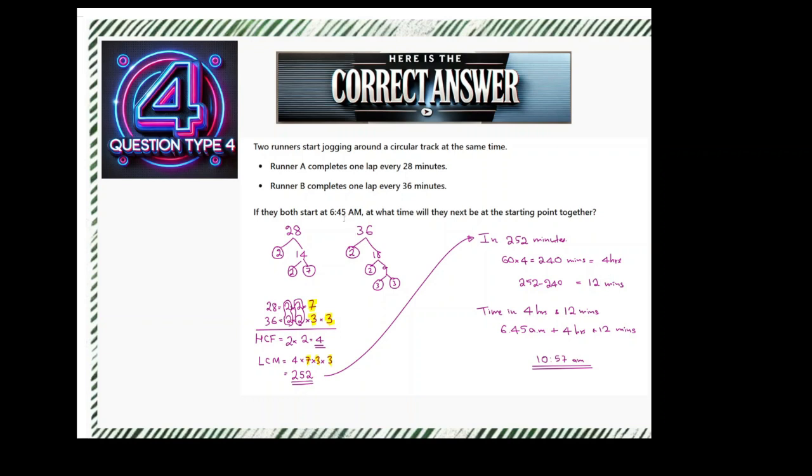So the starting time is 6:45, add 4 hours to it, that's 10:45. 10:45, add 12 minutes, 45 add 10 is 55, add 2, 57. So the final answer is 10:57 a.m.